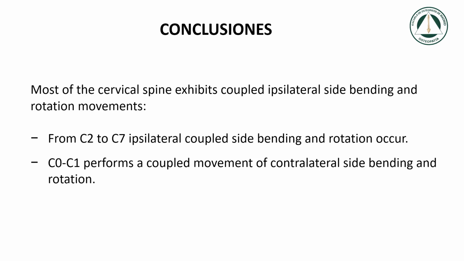Most of the cervical spine exhibits coupled ipsilateral lateral bending and rotation movements. From C2 to C7, ipsilateral coupled side bending and rotation occur. C0-C1 performs a coupled movement of contralateral side bending and rotation.